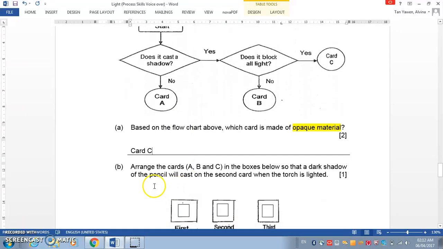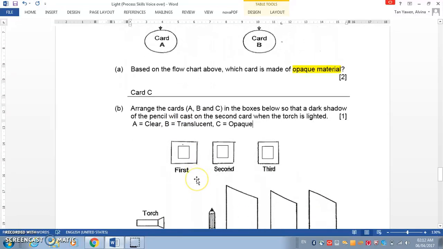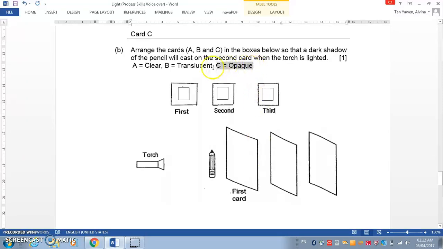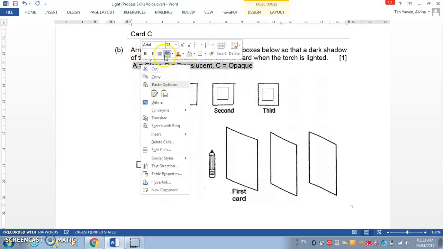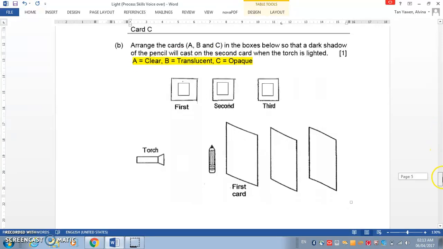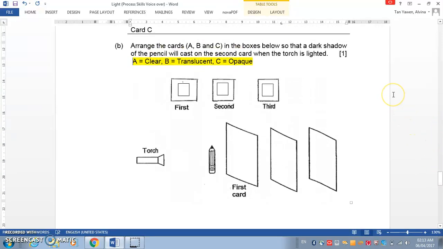So I'm going to write it down here for us to reference and use it for the question next. So A should be clear, B should be translucent or allow sunlight to pass through, and C should be opaque. Alright, so this one here is going to help us answer the question for the next part. So take some time to read the next part.